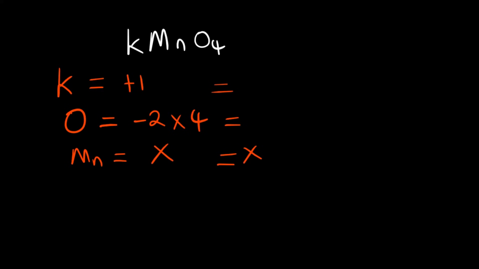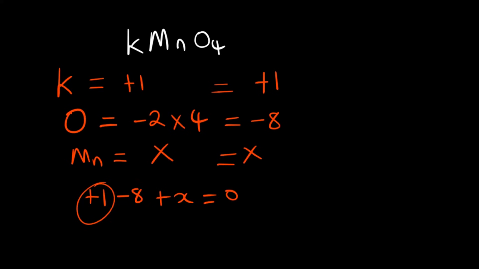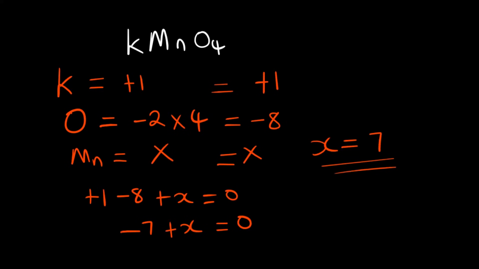Okay, so now what then do I have here? I have a +1, here I've got a -8. So this becomes an equation. So +1 minus 8 plus X equals 0. Then I solve for X. Now 1 minus 8 will give me a -7, plus X equals 0. Therefore X is going to be equal to 7 when I take the 7 to the other side. So for manganese in that compound, its oxidation number is 7. Okay, let's solve another one.